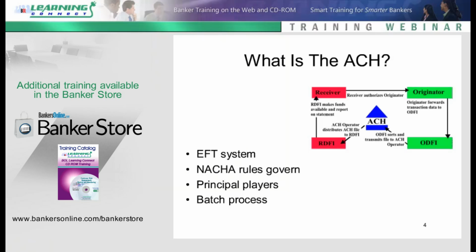The one thing I do want to point out is the term receiver, however. Note that the receiver is a consumer or an organization that has authorized an originator to initiate an ACH entry to the receiver's account with the RDFI. Now, the only reason I emphasize that particular definition is because it will come up a few times during our discussion of some of the check conversion entries that banks have to deal with from time to time. And we will see how those work out when we get to them.